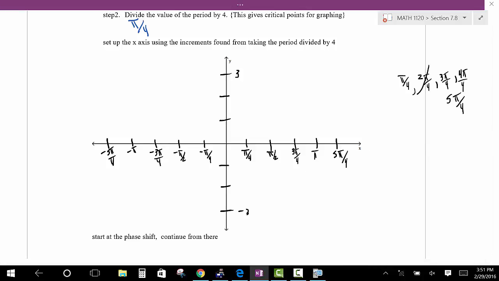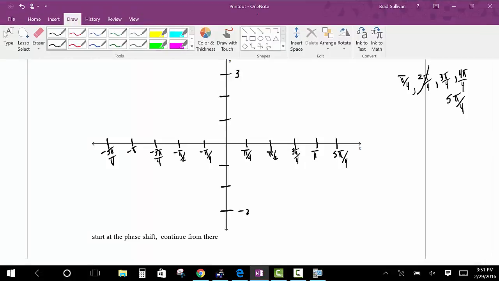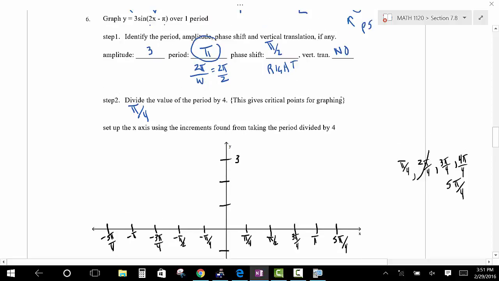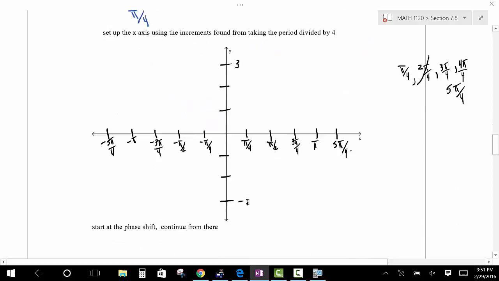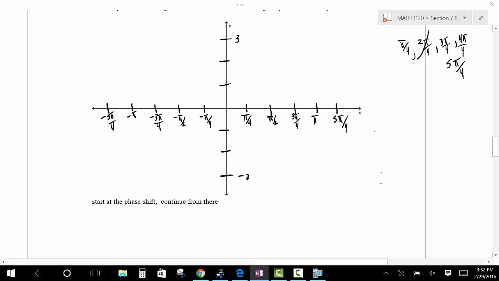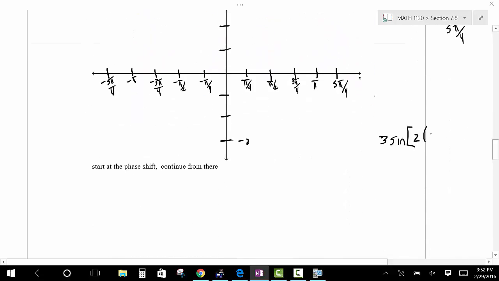So we're going to do this in a couple of steps. Now I need to look up here and see what it is. I always forget what the function is that I'm doing. Okay, so we've got 3 sine 2x minus pi over 2. What was it? See, I already forgot. Look at my short-term memory. Sine 2x minus pi over 2. Okay, that's what happens when you get old. So that's what we're graphing.